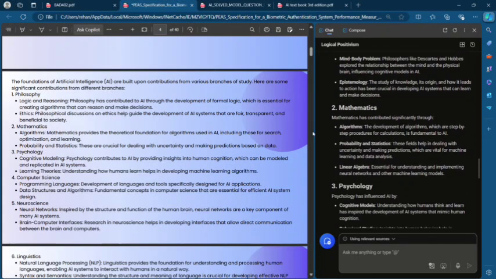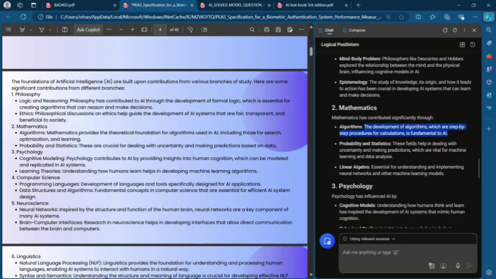So let us see what mathematics is. Mathematics has talked about algorithms, linear algebra, and probabilities and statistics. Algorithms: mathematics provides the theoretical foundation for algorithms used in AI, including those for search, optimization, and learning. The development of algorithms, which are step-by-step procedures for calculations, is fundamental to AI. So basically, an algorithm is a finite set of step-by-step procedures for solving any computational problem.